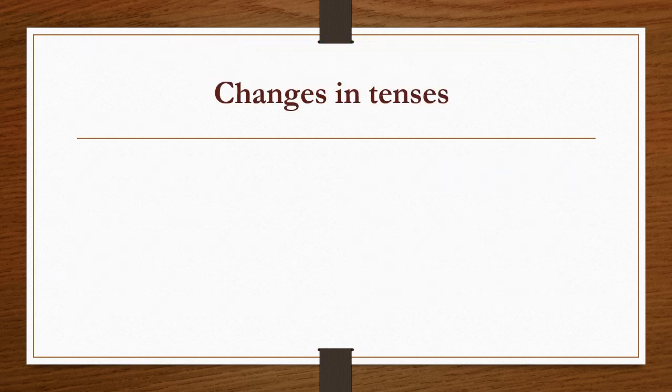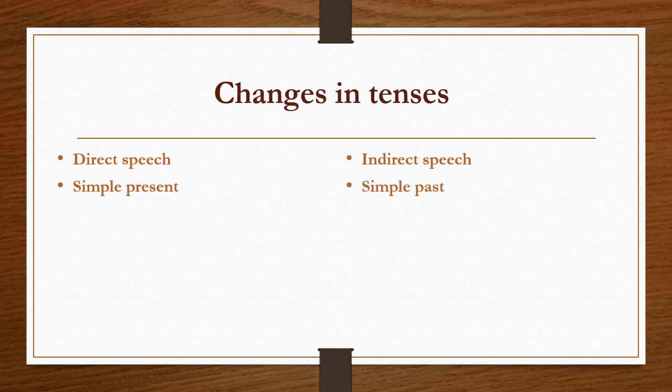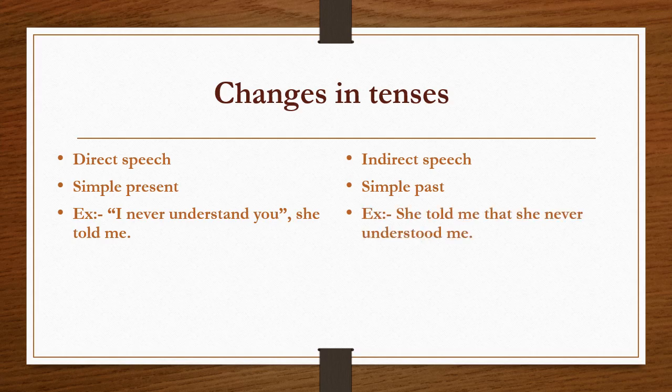Now let us see the changes in tenses in the quoted speech. For example, in direct and indirect speech, if the direct speech is simple present, then it will change to simple past. "I never understand you," she told me. Again the reporting verb is in past tense. In "I never understand," understand is in present tense. How will it change into indirect speech? She told me that she never understood me. So understand is changed to understood, which is simple present to simple past.